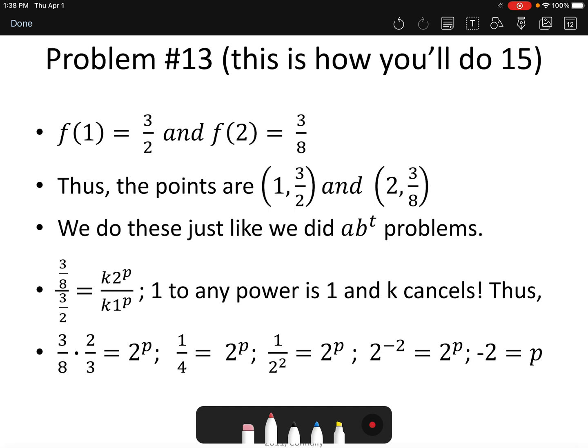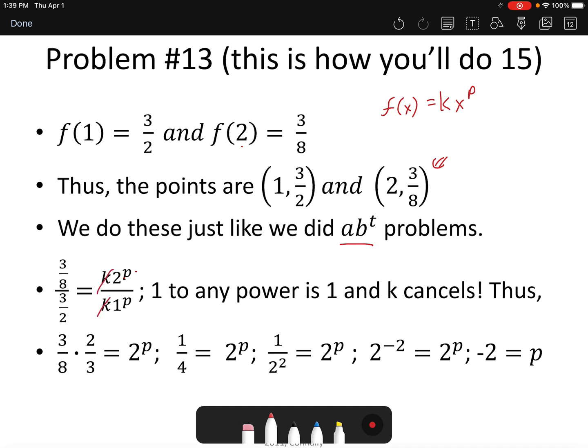F of 1 equals 3/2, and F of 2 equals 3/8. Thus, the points are (1, 3/2) and (2, 3/8). We're going to do these just like AB to the T problems. So we have 3 over 8, so you always put the 1 on the right first. 3 over 8 equals K times 2 to the P, because it's Kx to the P equals F of x, okay? And then 3/2 equals K times 1 to the P.